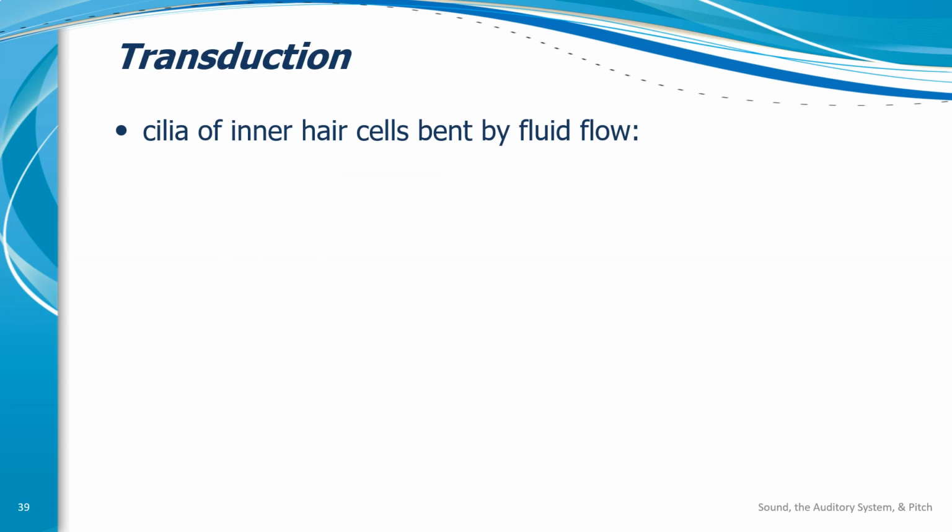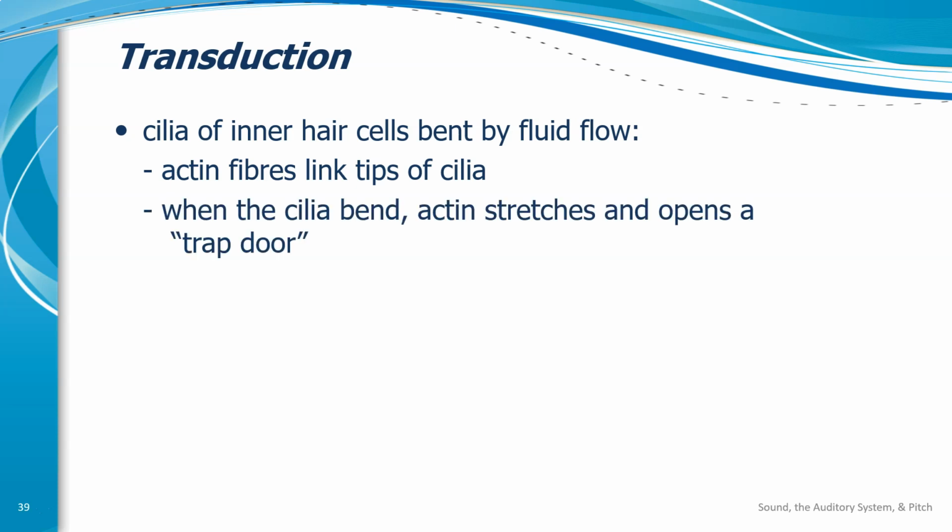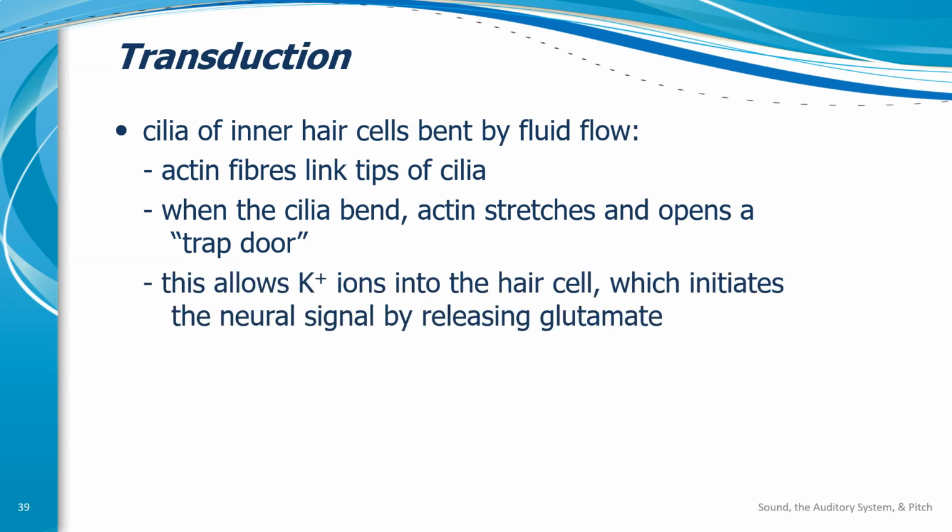It turns out the cilia of the inner hair cells are also bent when there's a vibration, but they're bent by the flow of the fluid that surrounds them. Here things get a little bit more complex. I'm going to have to zoom in on this a little bit. The tips of the cilia are linked by a stretchy fiber called actin. When there is a sound, the inner hair cells will bend and move, and the cilia are going to pull on the actin. The actin is going to stretch as much as it can until it reaches its limit, and then when it can't stretch anymore, it pops open a trapdoor in the tip of the cilia. Imagine this is all surrounded by fluid: the trapdoor opens and potassium ions are going to flood into that inner hair cell. This is going to start the neural signal by starting to release glutamate. That's the first thing.